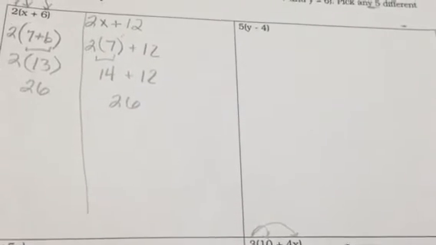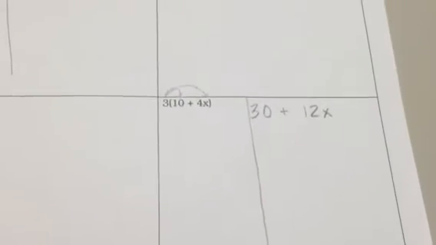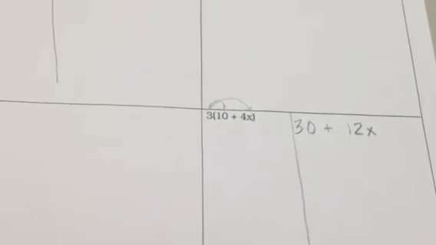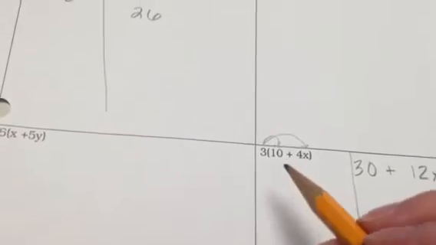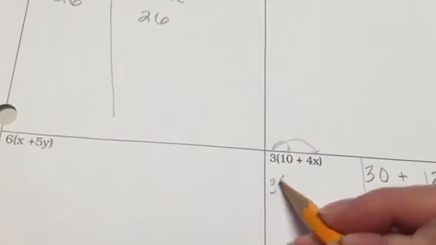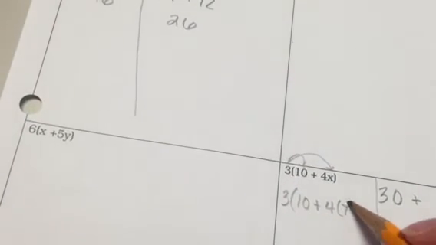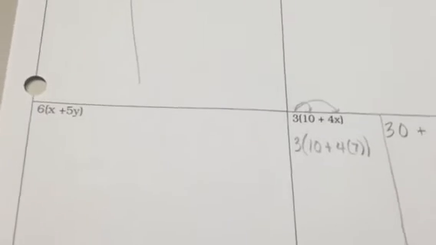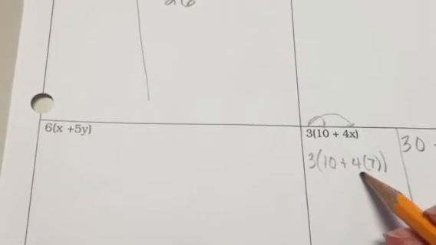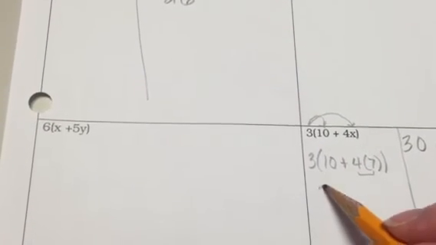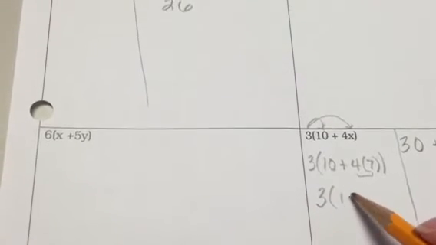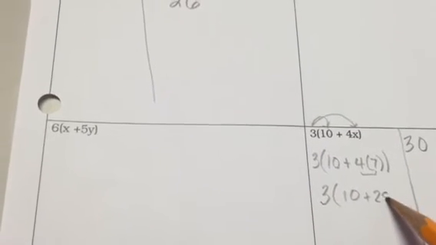I'm going to do the same thing. I'm going to split my box in half so that I can show when I substitute into both that I get the same value. So if I go to my first expression, 3 times the quantity 10 plus 4 times, and I'm going to use 7 again for x. I got to do inside the parentheses first. So I have 3 times 10 plus 28.